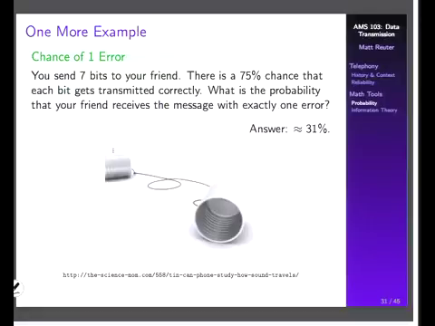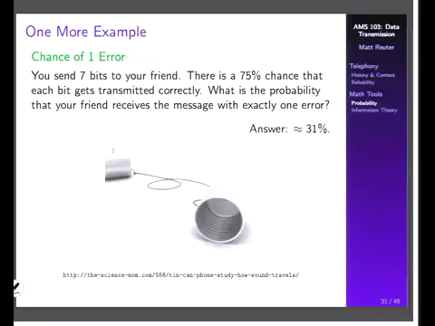And so to get us starting to think along those lines, our very final example last time was to say, well, let's just consider sending 7 bits. Instead of the 25 million odd bits we had in that 3 megabyte file, let's just look at 7. Maybe put a more realistic probability on there: a 75% chance that each bit gets transmitted correctly.